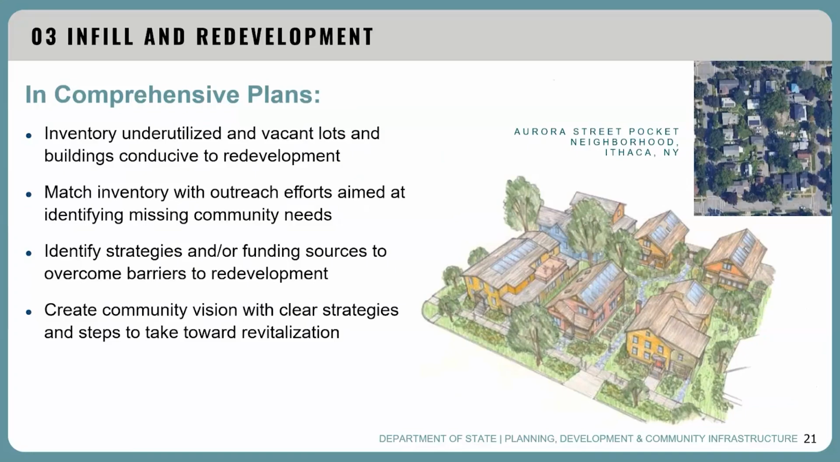The example on the right shows the Aurora Street Pocket neighborhood in Ithaca, New York. The project incorporated several housing units by combining a couple building additions with a few newly constructed buildings within a city block. It's an excellent demonstration of how to incorporate density into an existing neighborhood while complementing its character.